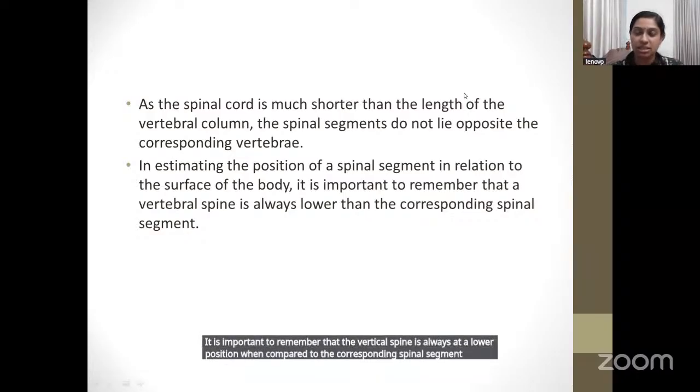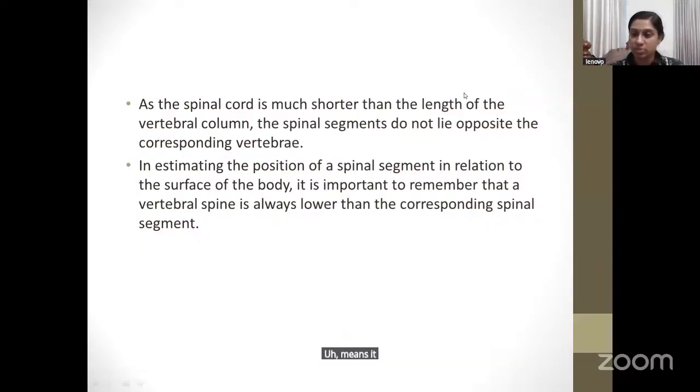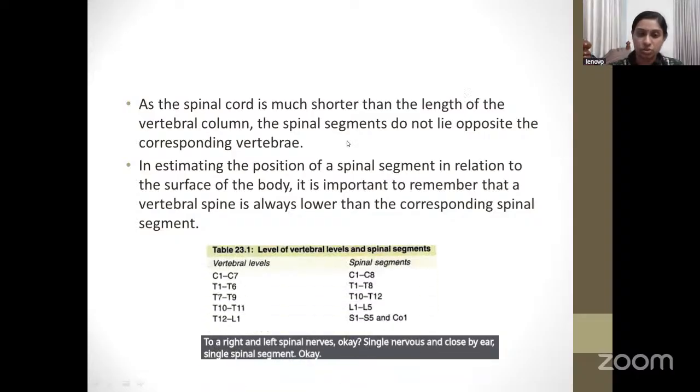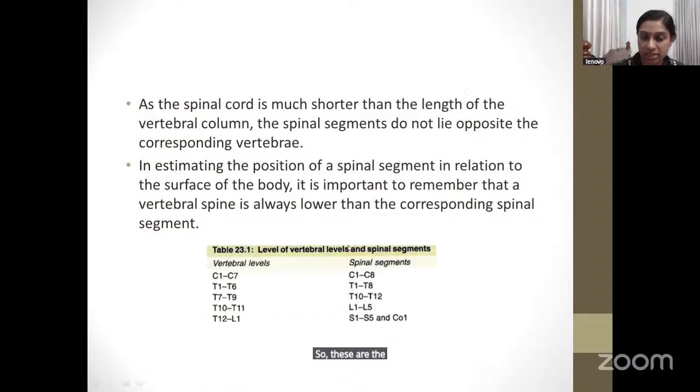A spinal segment is a part of the spinal cord which gives rise to the right and left spinal nerves. Okay. A single nerve is enclosed by a single spinal segment. Okay. So these are the levels of vertebrae and the spinal segments. Since the spinal cord is extending only up to the L1 vertebra, this difference is occurring.